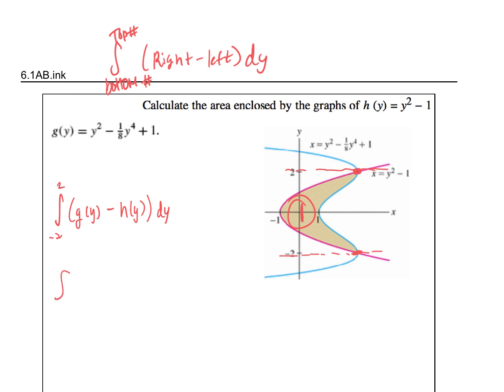So I'm going to simplify this out. When you're typing it into your calculator, you may type it in with x's. It doesn't think anything differently. It's just a placeholder. And x's are easier to find on your calculator. So I have a -1/8 y to the 4th. I'm doing the subtraction. y squared minus y squared goes away. 1 minus -1 goes to a +2 dy. So that goes in the calculator.